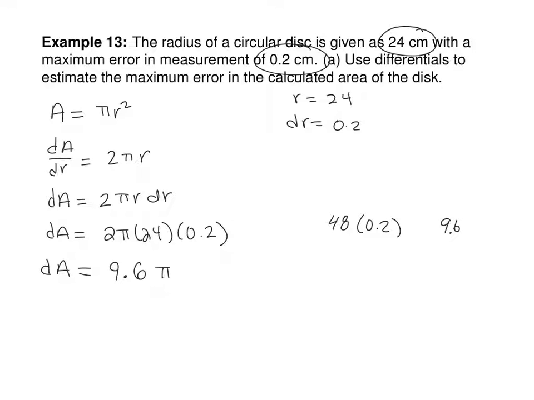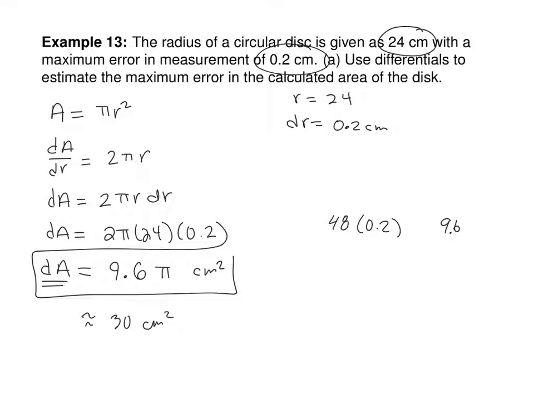Okay, and what would its units be? If it's a change in the area, or an error, it'd be centimeters squared. So if your radius is off by 0.2 centimeters, your area is off by 9.6 pi, which is approximately 30. Does that make sense? Because 9.6 is about 10 and pi is about 3. It's like if you want to get a rough estimate of how big that is, it's about 30 square centimeters. That would be the worst case scenario.